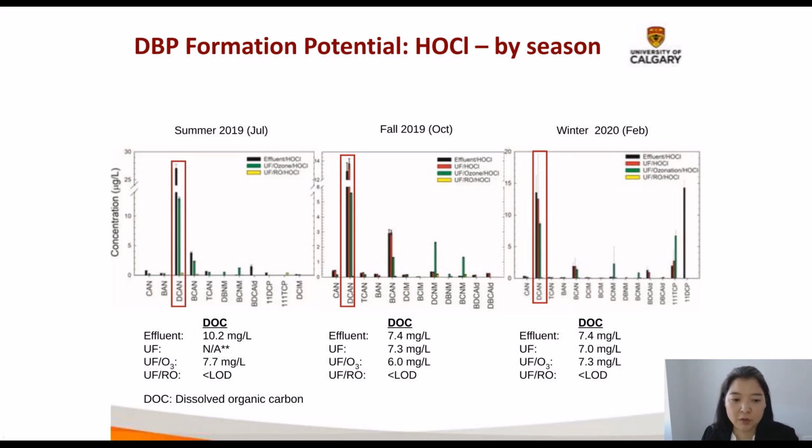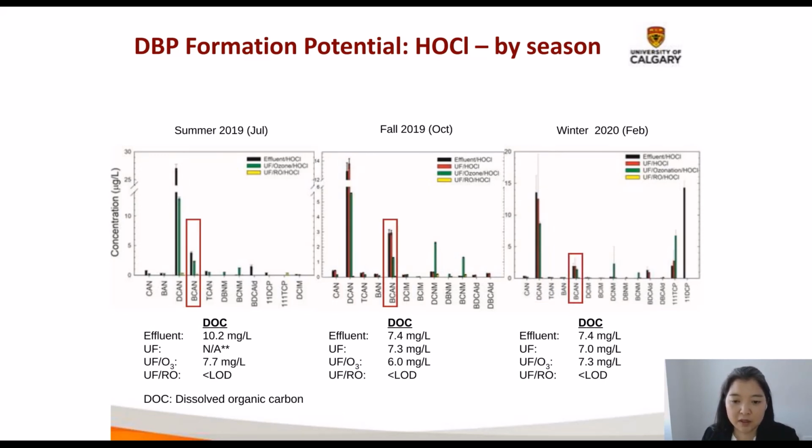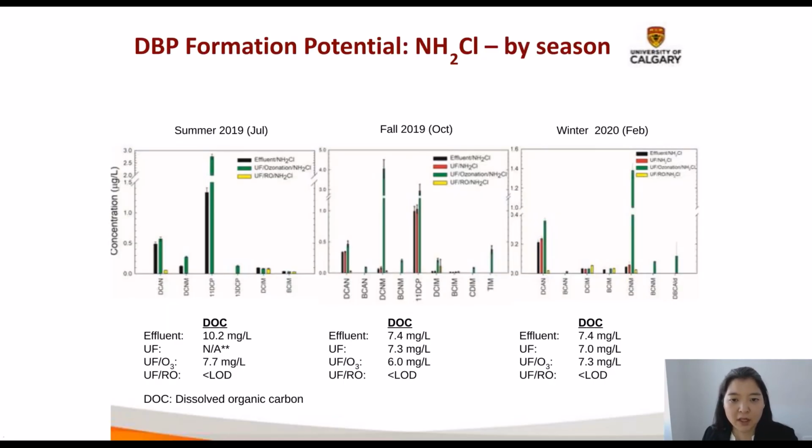So we observed that dichloroacetonitrile seems to be a DBP that comes up in almost all of the samples, as well as bromochloroacetonitrile. Dichloromethane was observed in fall and winter, but not in summer. And the very interesting thing is that we see these haloketones only forming in winter for HOCl treated waters.